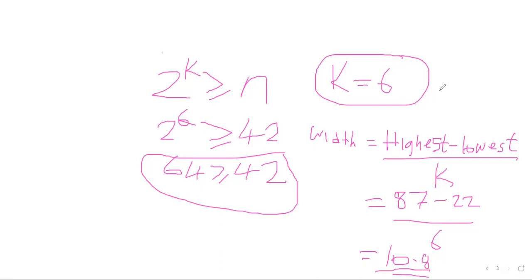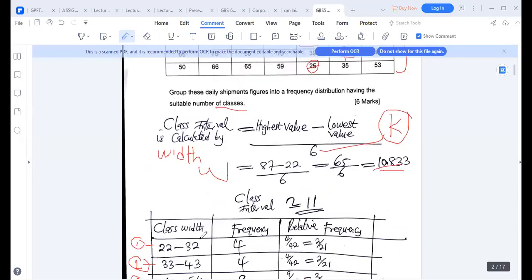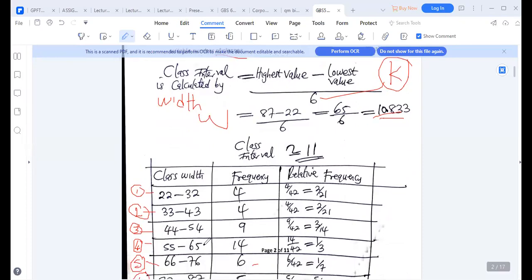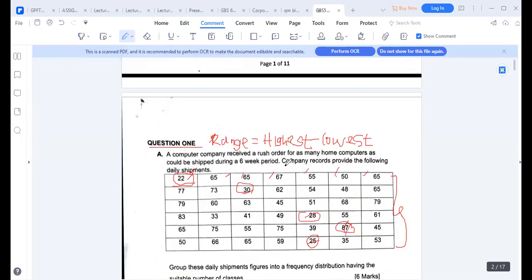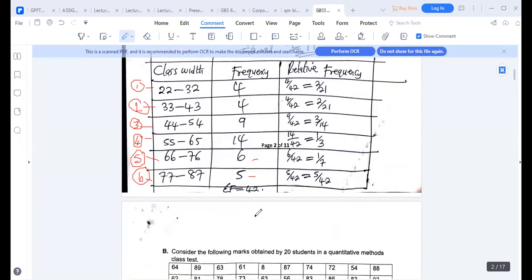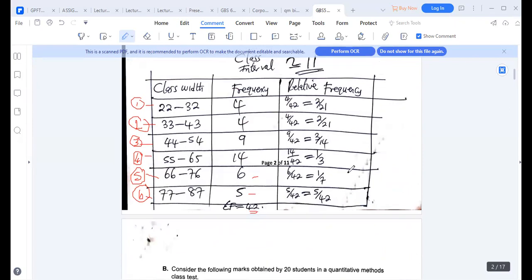So now, finding the frequencies, you have to count physically how many there are. 22 inclusive to 32, 33 inclusive to 43, the 11 numbers, 44 inclusive to 54, counting them physically from this table. This gave us these frequencies, and the sum of the frequencies gave us 42. Then we get to the relative frequencies.